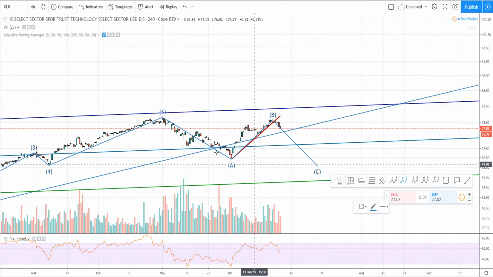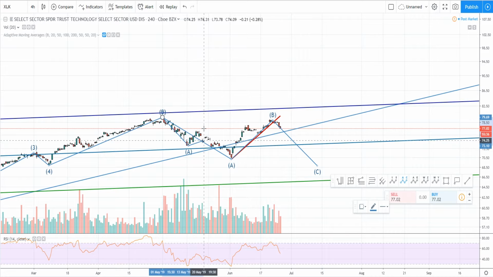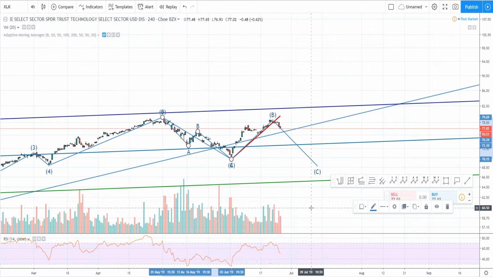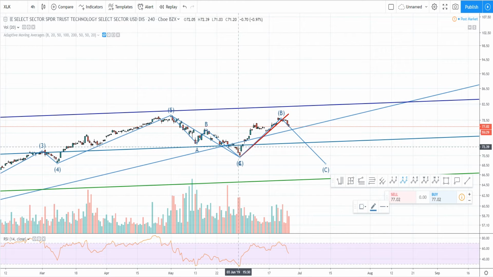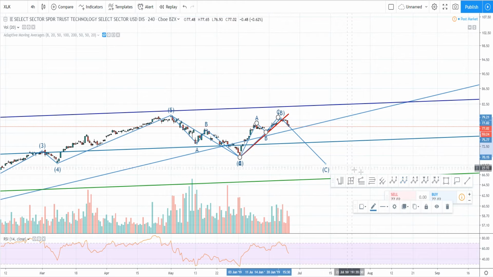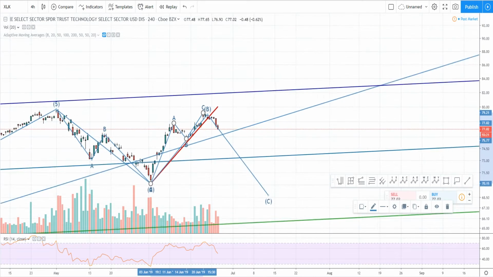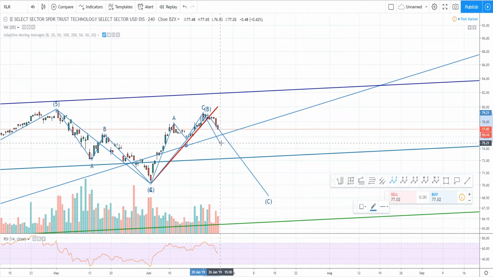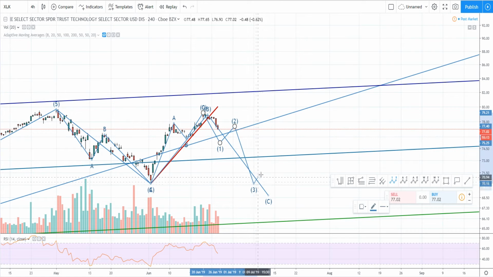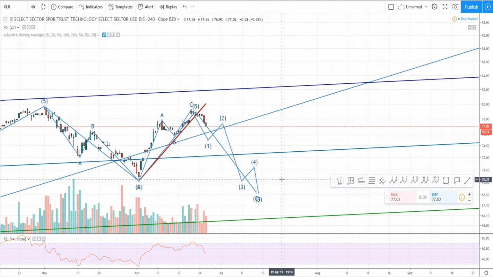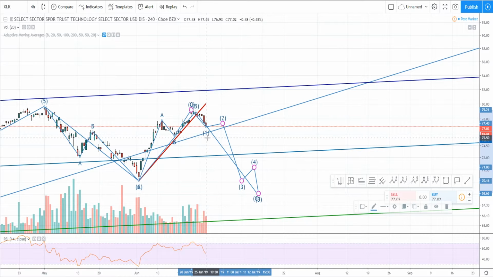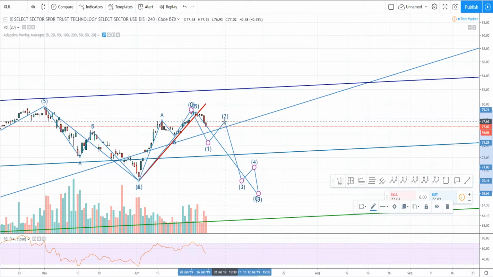So let me draw the subwave counts as well here. So A consists of A, B, C. Fix a degree on that as well. Then here we have an ABC as well. A, B, C. And now I think because it's a flat, we will see a 5 wave pattern down. So something like this maybe. 1, 2, 3, 4, 5. So that's something I'm expecting to happen. Something like that.